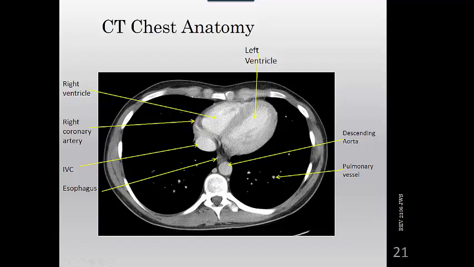And the esophagus is seen collapsed just above the descending aorta there. The pulmonary vessels are represented as white dots, as we talked about earlier. They're contrast-filled white dots in the lung area, not airways.